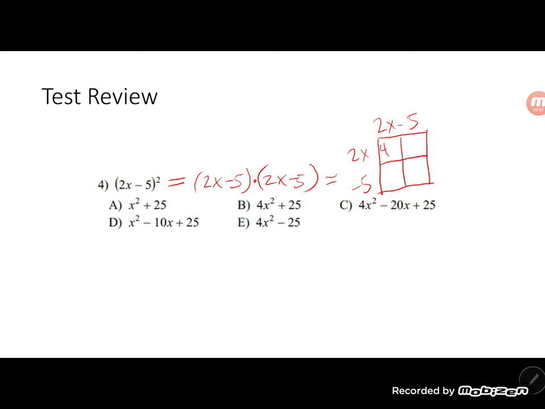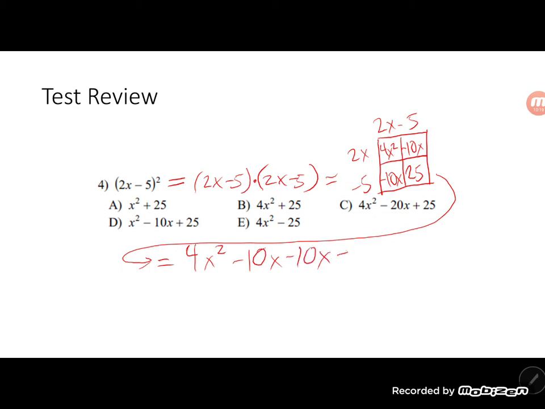So I get 4x squared. And this will be negative 10x. This will be negative 10x again, and then this will be 25. All right, so I got those 4 terms out of that multiplication. So I can now go ahead, and we'll bring the work down here. I can write equals, and I'm going to list out all of those terms, because that's what happens when I multiplied all those things. I got all these terms. I got 4 different terms. 10x plus 25.